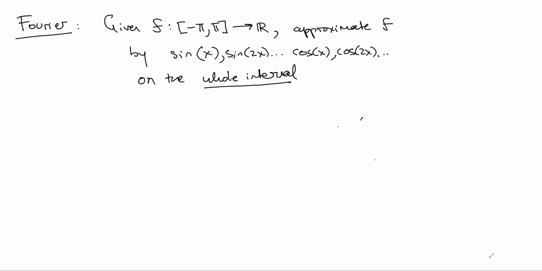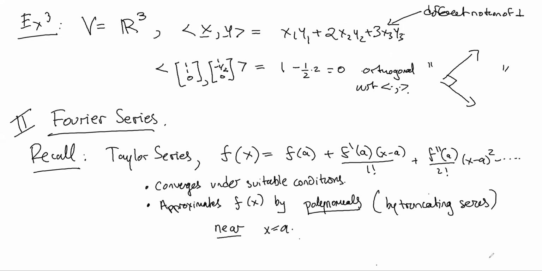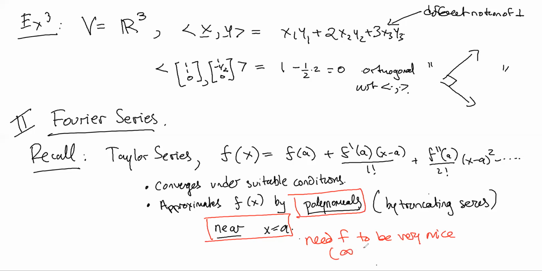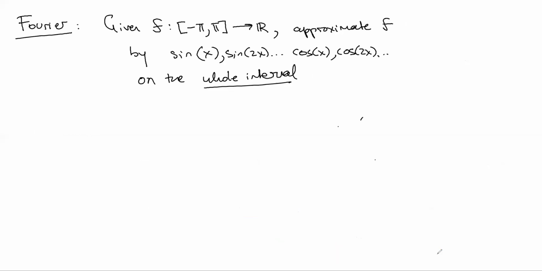Now, the differences between Fourier series and Taylor series, from a very high level, are, so go back to Taylor series. Taylor series approximates a function by polynomials near a fixed point a, so it's local. And you need f to be very nice for this to work. In particular, infinitely differentiable. I'll tell you what the coefficients are. Yeah, there will be coefficients, times coefficients.